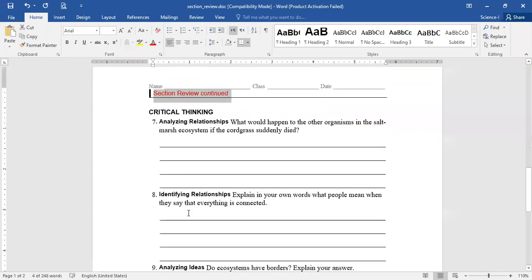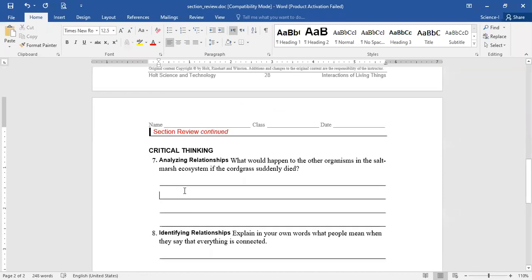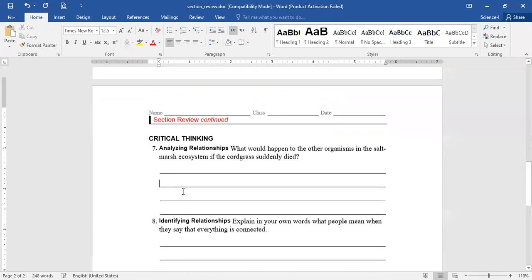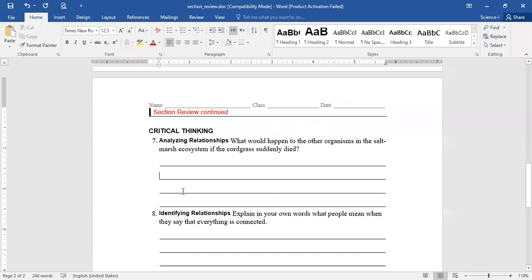So then pass to the next one here, critical thinking, analyzing relationships. What would happen to other organisms in the salt marsh ecosystem if cordgrass suddenly died? What do you think?